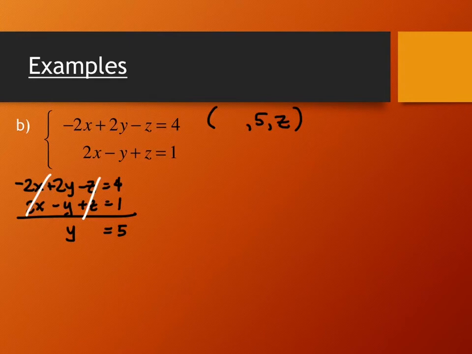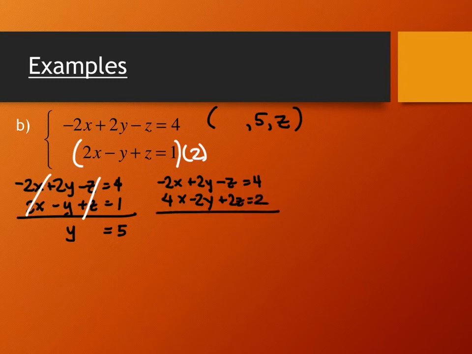We can do the same thing now by canceling the y's. If I multiply the second equation by 2, the first equation is negative 2x plus 2y minus z equals 4. The second equation I will multiply by 2, so this is 4x, not 2x at the beginning, get that one right, 4x, and then minus my 2y plus 2z equals 2. The y's cancel. That was our goal, remember. And then we have 2x here plus z equals 6.